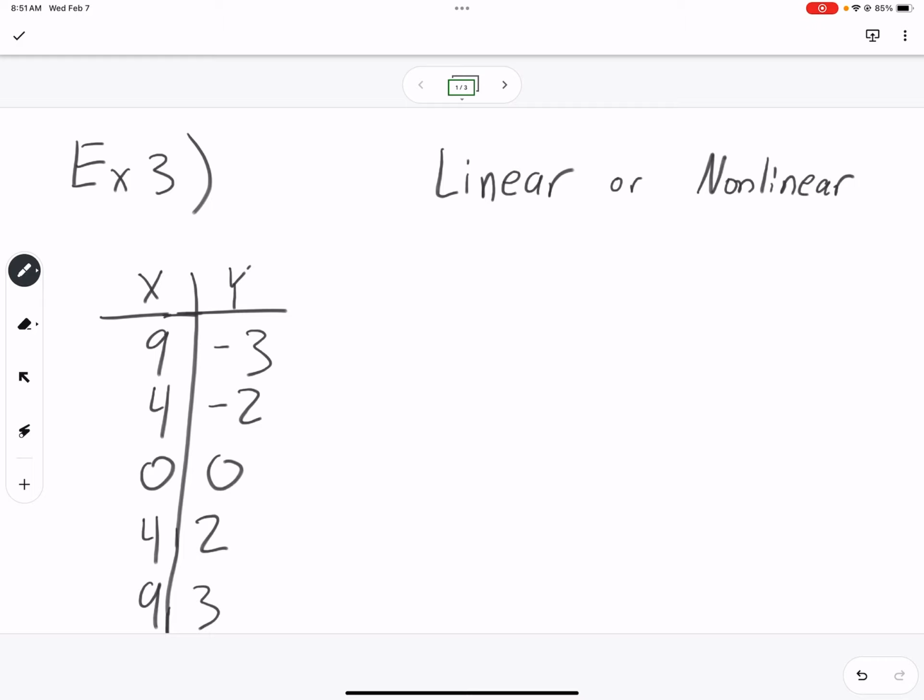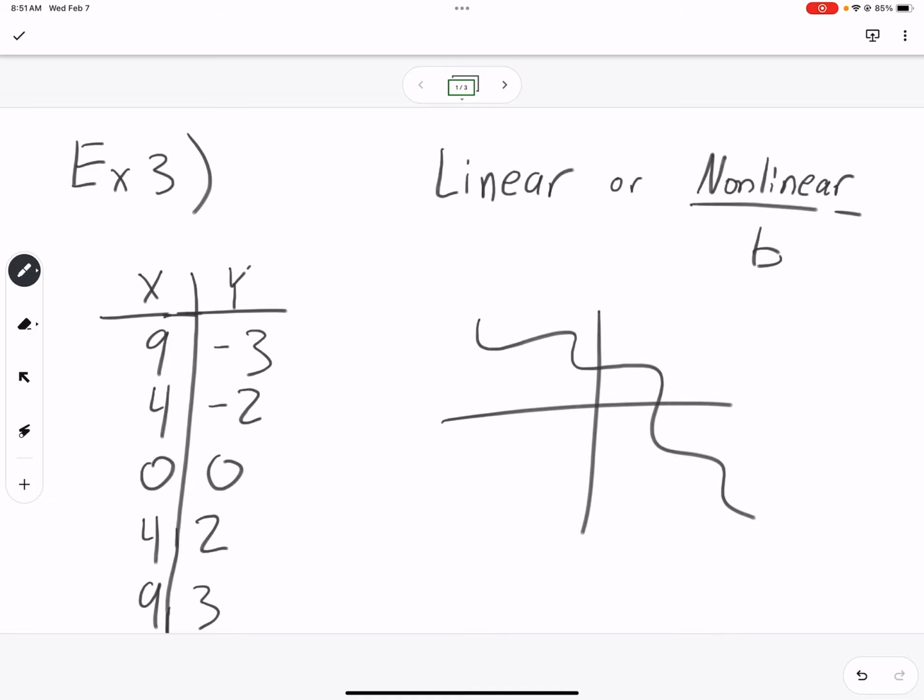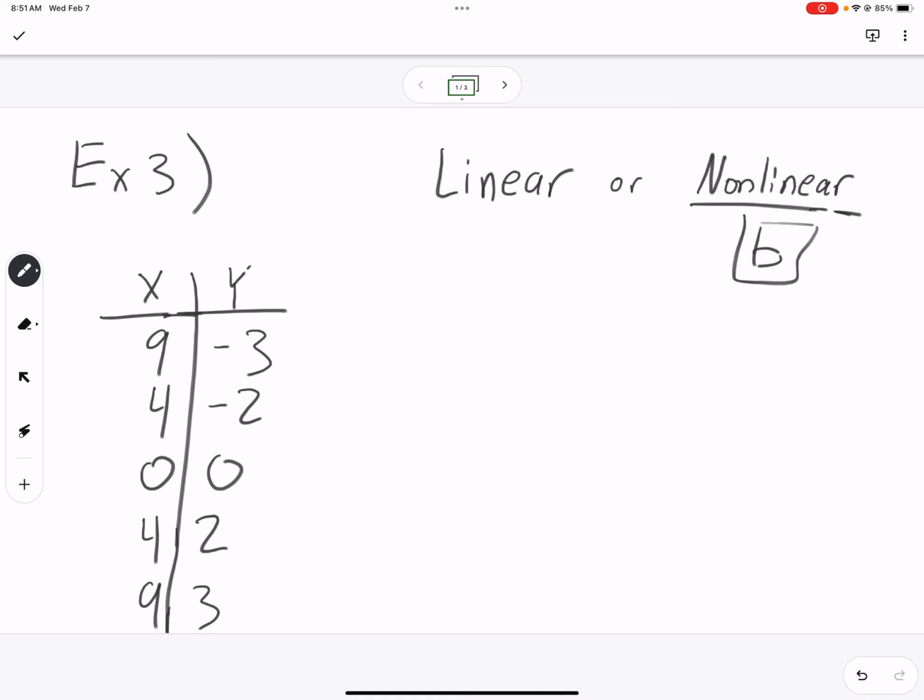So remember that nonlinear graphs have a y-intercept. Any graph can cross the y-intercept, right? So it doesn't matter if the graph is like a wave. It can still cross the y-intercept, right? So when you have nonlinear graphs, they still have a b. That's what they have in common.